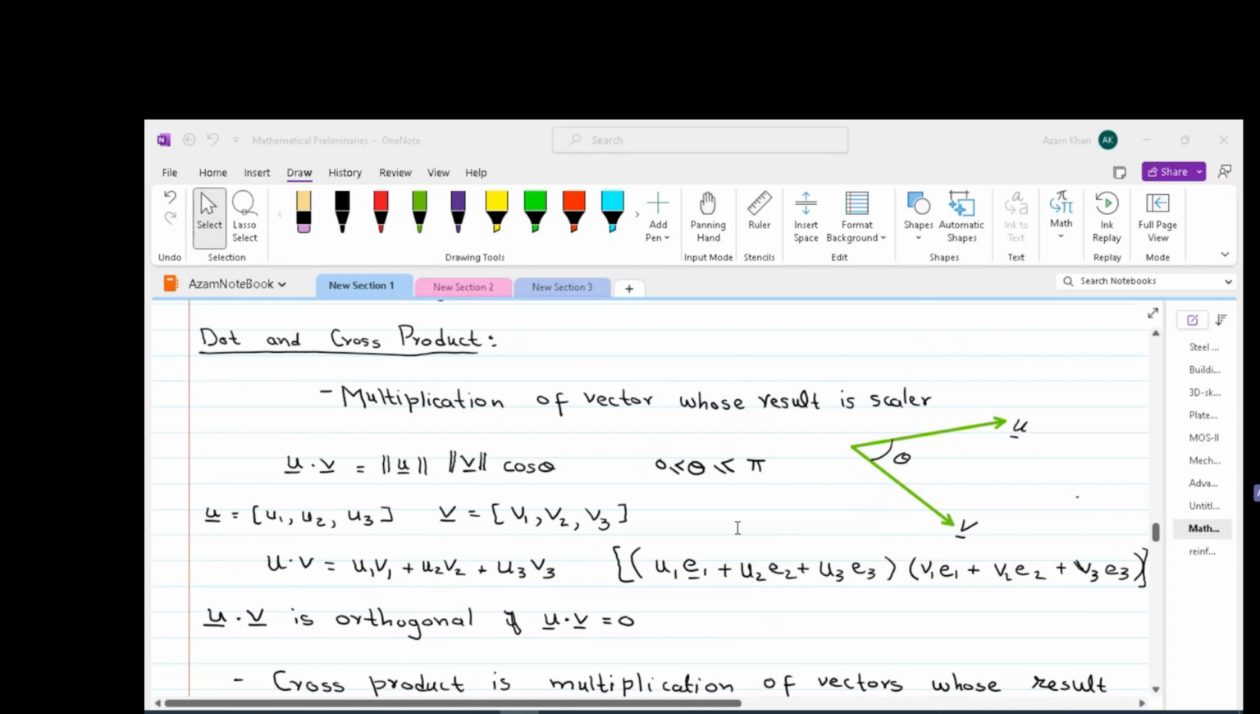So this is vector multiplication. Vector multiplication is different from scalar multiplication. That's why we have two different types of vector multiplication.